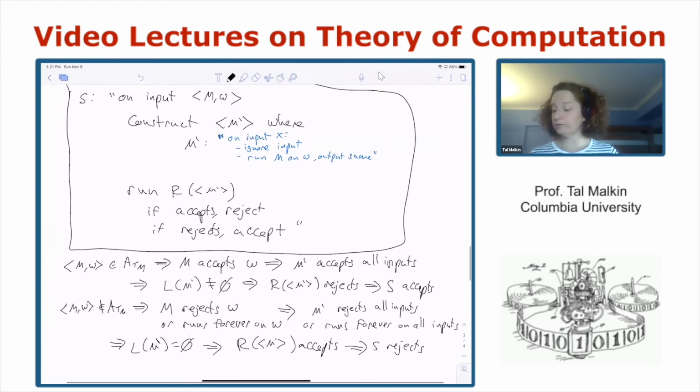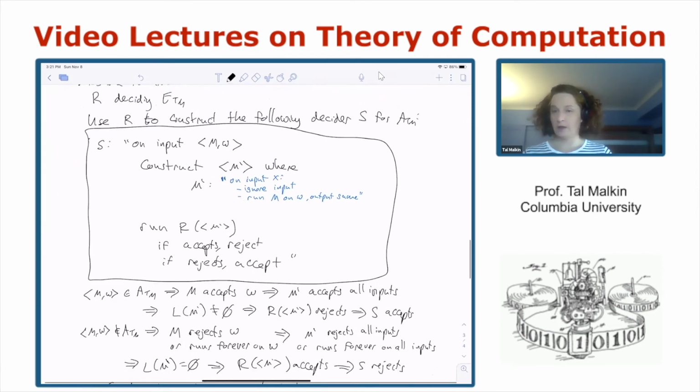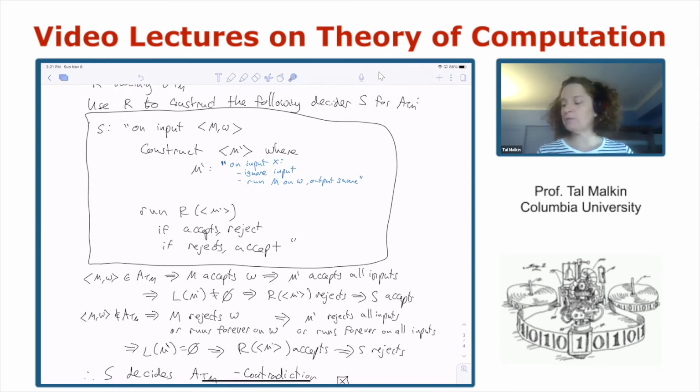Okay, so I proved that S decides ATM, which is a contradiction. And thus no such R could exist. So this is a very common proof structure and proof technique.